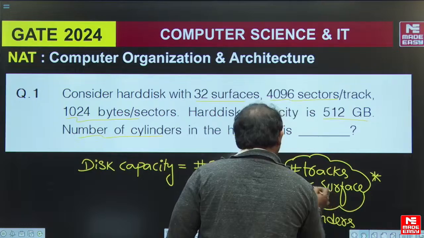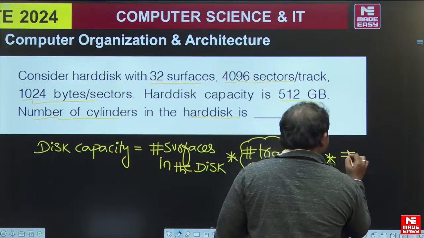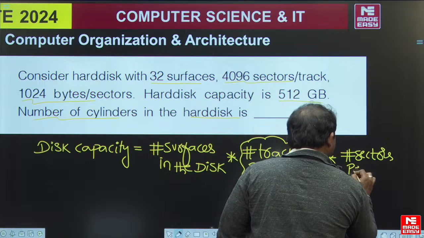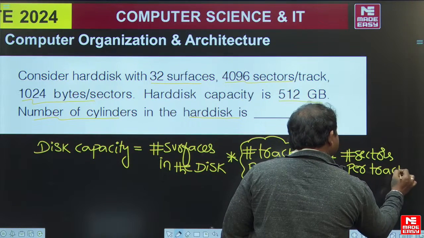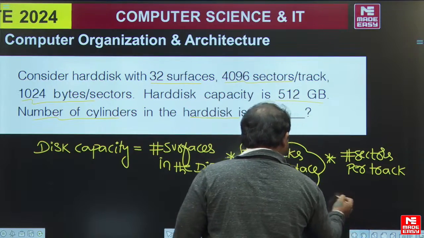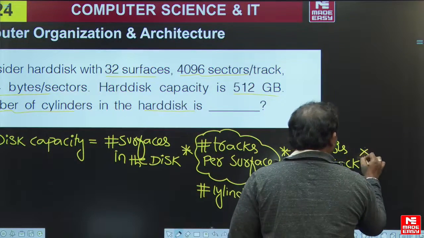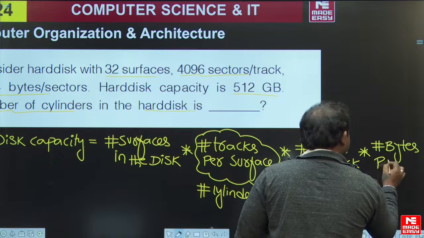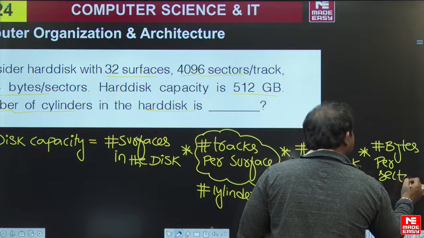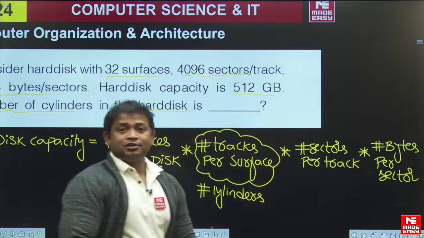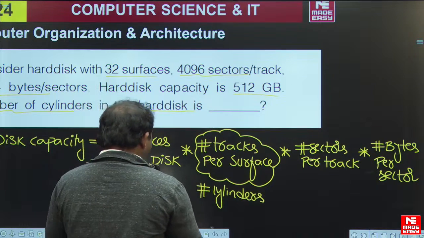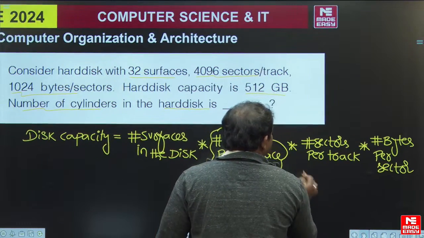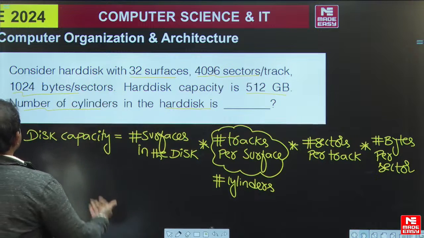Then in each track, how many sectors are present? That is the number of sectors per track, right? Then in each sector, how many bytes of data are stored? That is the number of bytes per sector. So this is the formula used to calculate the capacity of a hard disk. Here directly we are going to substitute the given information in this. I hope you all gave the right answer to this question.